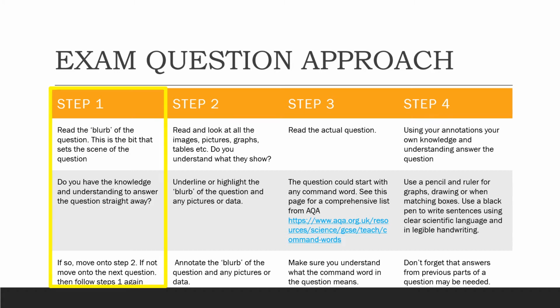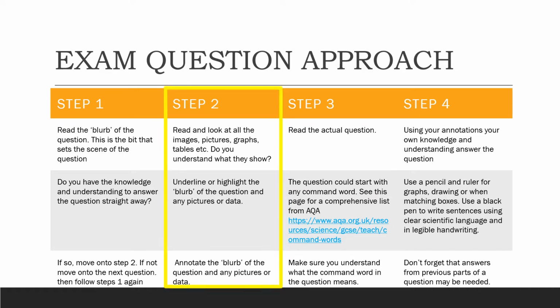Step 1, it sounds obvious, but read the blurb of the exam question. This sets the scene of the question and gives you an opportunity to think about whether you are confident to answer the question straight away or whether you will need to come back to it. If you are confident, move on to step 2. If you are not, this is the time that you need to move on to the next question and follow the steps above.